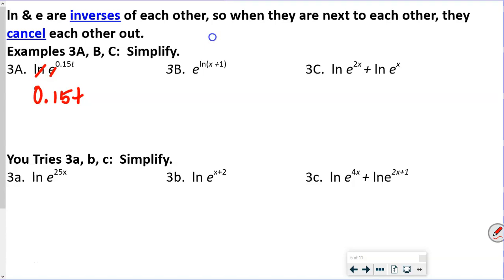Here again, we have e to the ln power, so this is going to be x plus 1. And here, ln of e again are right next to each other, so this is going to be 2x. And here again, they're next to each other, so this is going to be plus x. Then we're just simplifying 2x plus x, and that would be 3x.